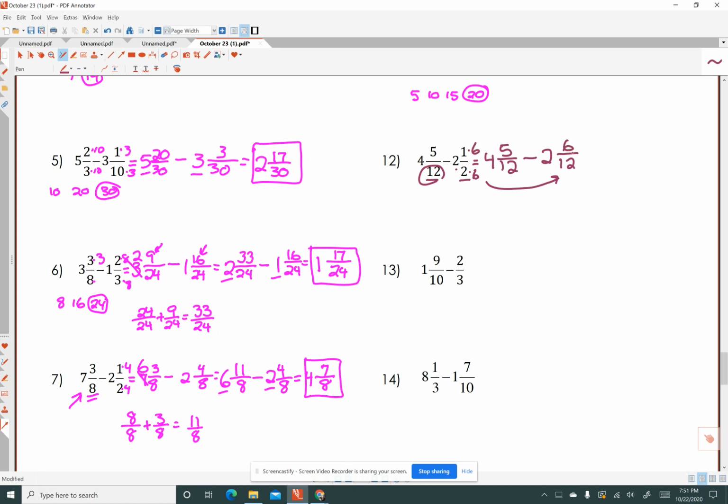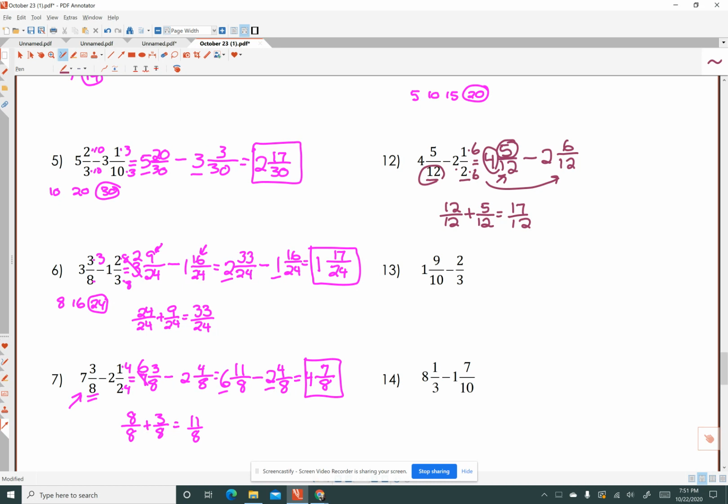But we've got this issue now where we've got 5 take away 6, and we don't want that. We need a larger value in this numerator in order to make the subtraction work. So I'm going to take 1 whole from the 4, and 1 whole, when we're talking about twelfths, is 12 over 12. So we're going to do 12 twelfths plus 5 twelfths, which will equal 17 twelfths.